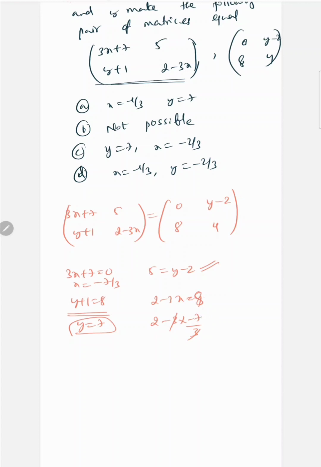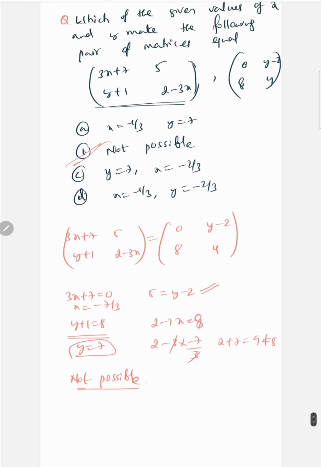3x plus 7 is equal to 0, so x is equal to minus 7 by 3. 2 minus 3x is equal to 8. With x as minus 7 by 3 from this, this will give 2 plus 7, which is equal to 9, but we are getting 8. So this is not equal to 8. Therefore, these two matrices will never be equal. It is not possible that these two are equal. The option is option B, not possible.